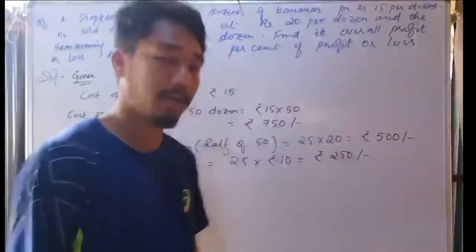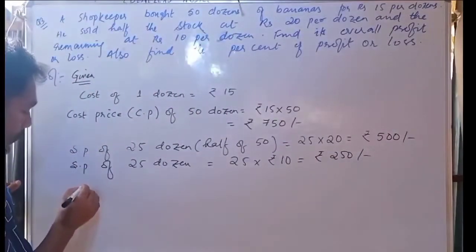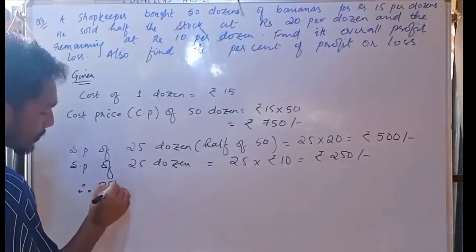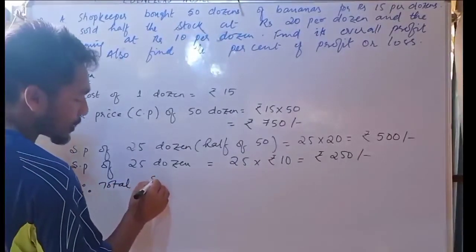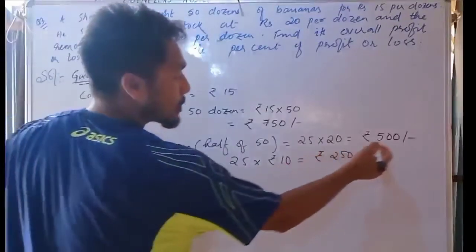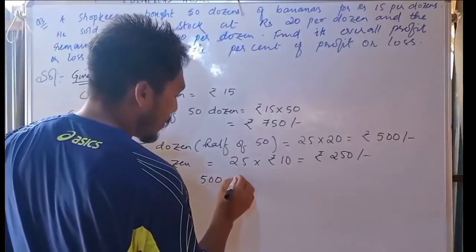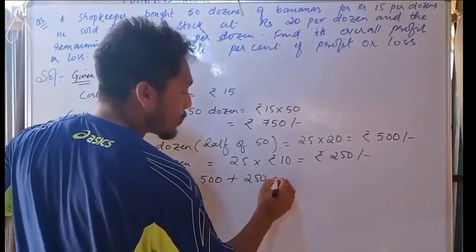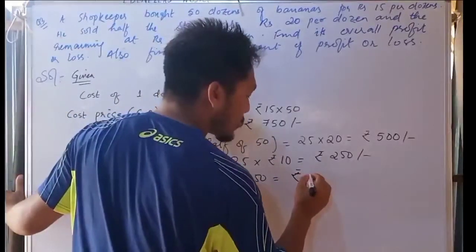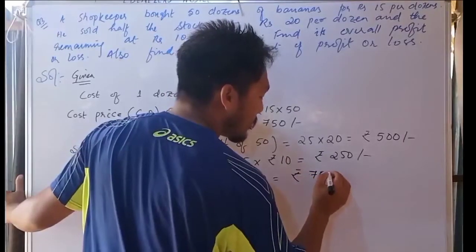So now the total selling price is equal to what? Total SP is equal to 500 plus 250, the sum of these two. Your answer will become 750.